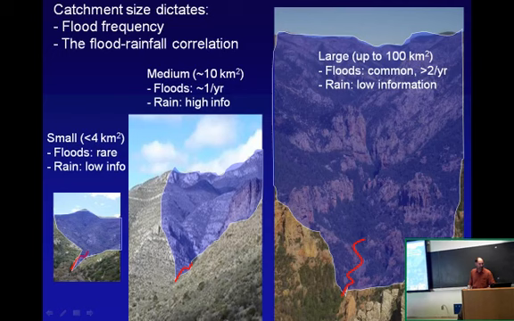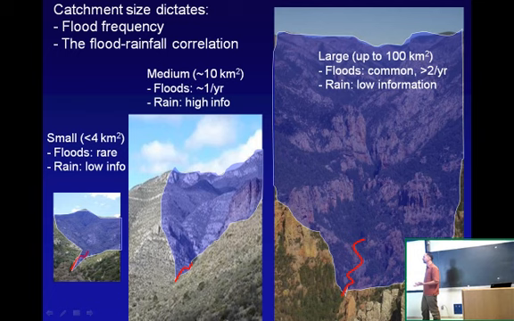Essentially, catchment size works this way. So some of these are in little small catchments where they're in little springs perched at the top of a mountain range, and other populations occupy much larger areas. And essentially, you can imagine that in these really small catchments, floods are just going to be rare. There's hardly any evidence of flash flooding. And so rain is going to have low information that a flood's going to occur, simply because floods don't occur.